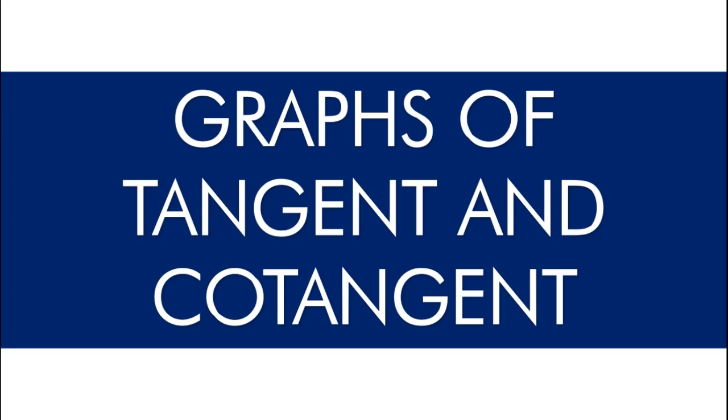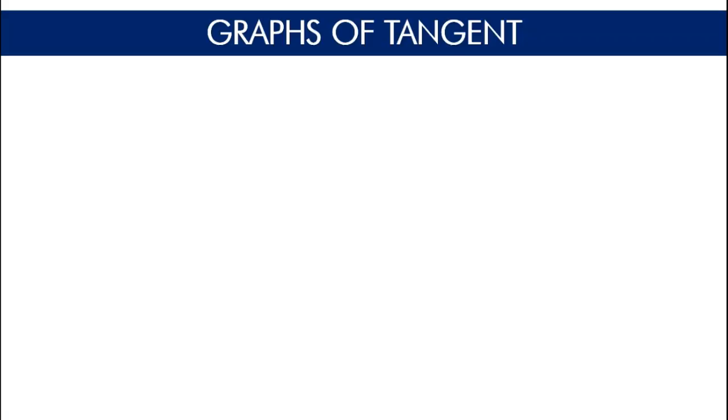Now, what about the graphs of the tangent and cotangent? For the graph of the tangent, we're just going to use the nature of the sine and the cosine. Tangent x can be expressed as sine x over cosine x, wherein we will limit that cosine x should not be equal to 0.